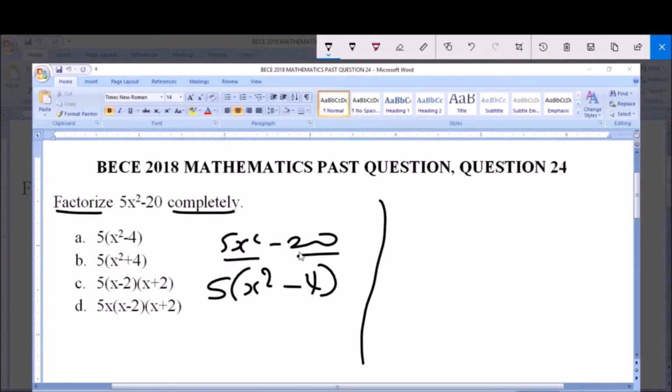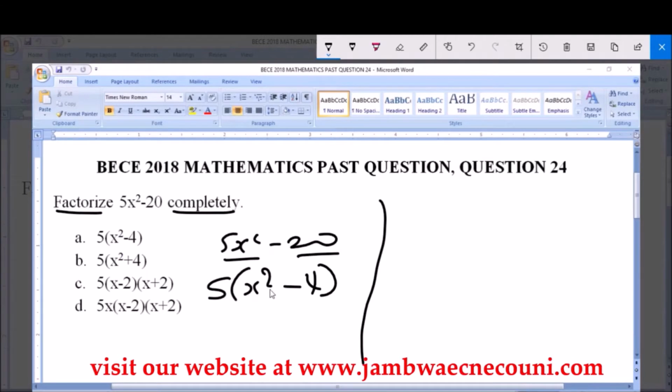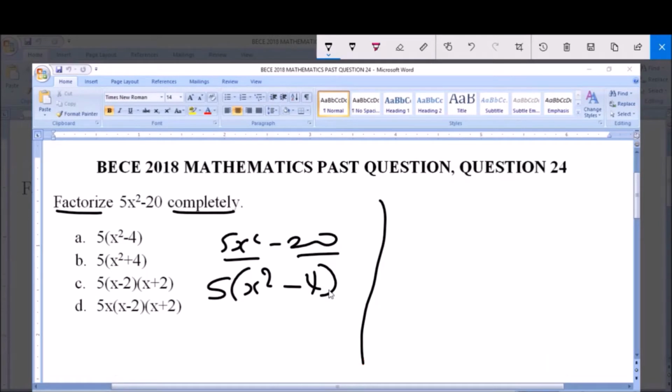Like we know 20 divided by 5 will give us what? 4. 5 times minus 4 will give us minus 20. 5 times x squared will give us 5x squared. I believe you understand what I just did here. I just simply factorized this. 5 will go into 5x squared. Look at it, 5 times x squared will give us 5x squared. And 5 will go into minus 20 minus 4 times. So we have minus 4 here.